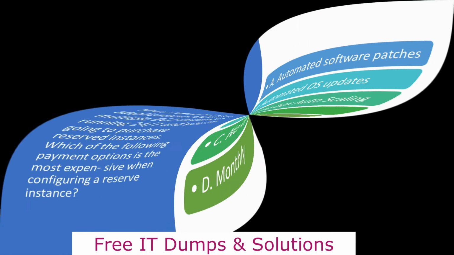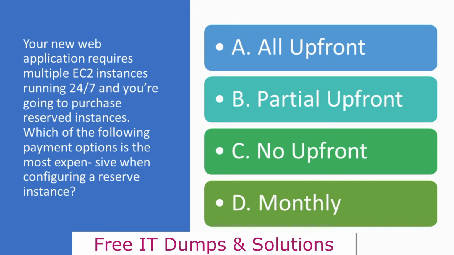Let's talk about next question. Your new web application requires multiple EC2 instances running 24/7, and you're going to purchase reserved instances. Which of the following payment options is the most expensive when configuring a reserve instance?